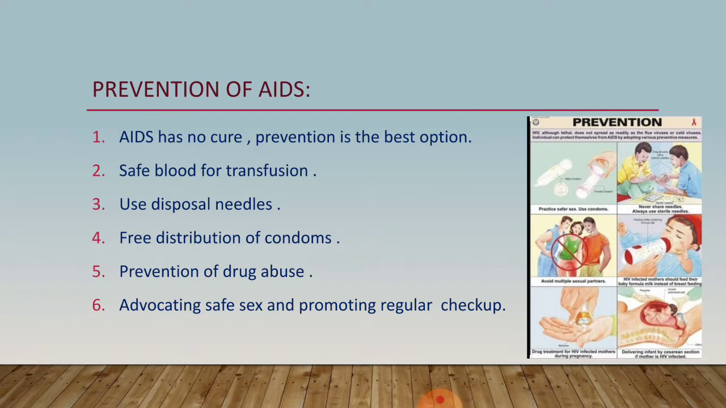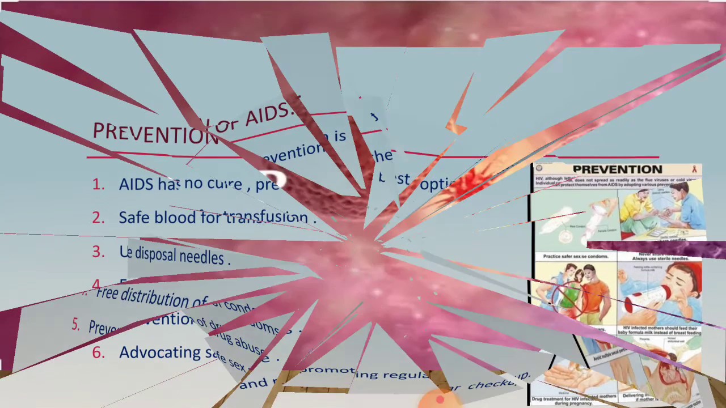Prevention of AIDS. AIDS has no cure. Prevention is the best option. Safe blood transfusion, use of disposable needles, free distribution of condoms, prevention of drug abuse, advocating safe sex and promoting regular checkups are the prevention measures for AIDS.